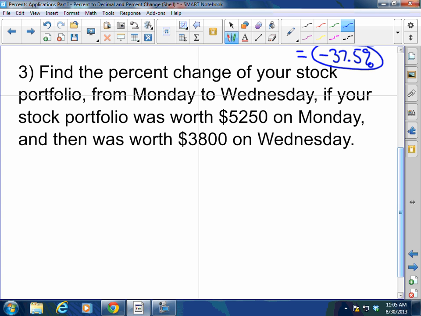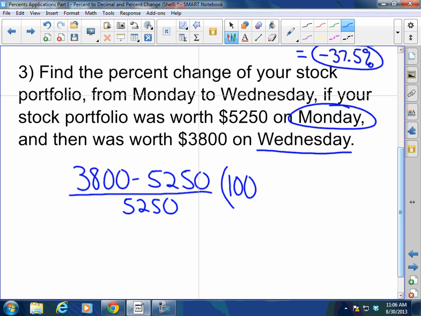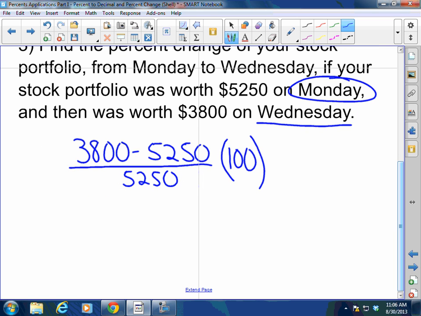So let's try to find the percent change here, okay? Remember, old value, that would be Monday. New value, that would be Wednesday. So percent change is new minus old divided by old. You got to convert it to a decimal, to a percent, so you multiply by 100. All right, let's do the math here.